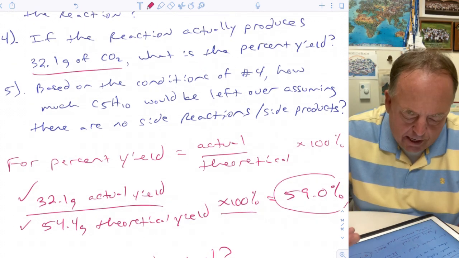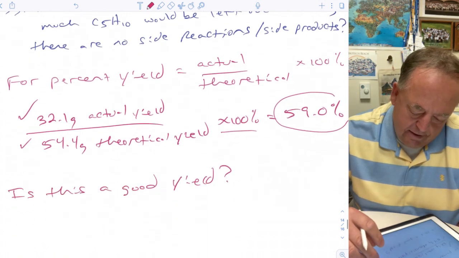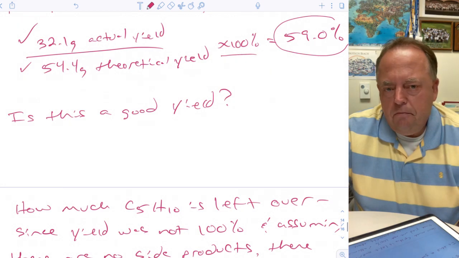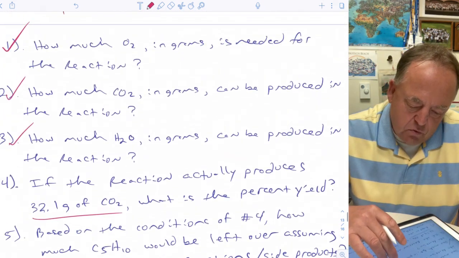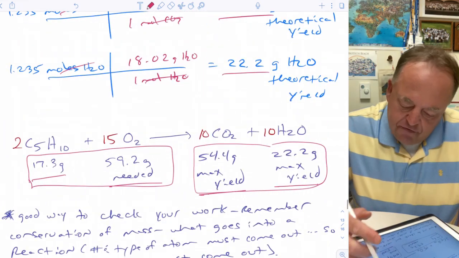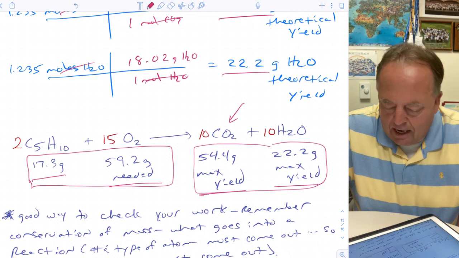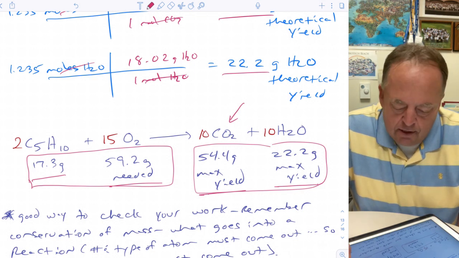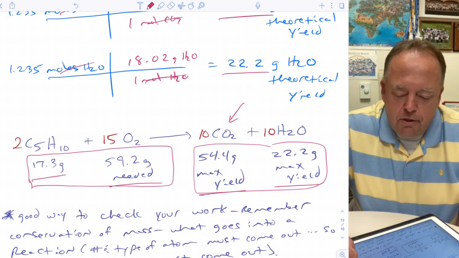And again, most reactions are not perfect. Most reactions do not give 100% yield. So is 59% yield good? Well, it's all relative, right? So if this was a reaction in a pharmaceutical industry, for example, and that was a pharmaceutical agent, maybe the next best antibiotic, would a 59% yield be good?